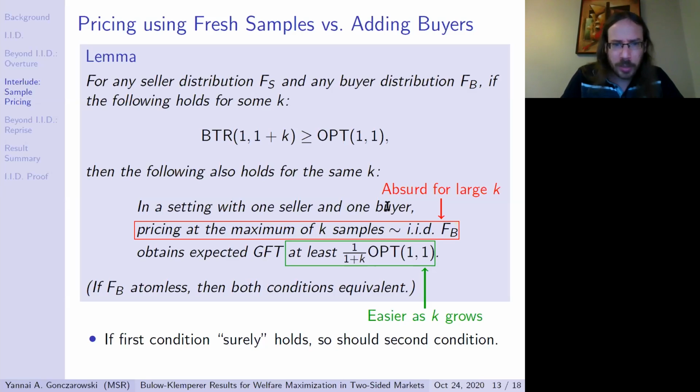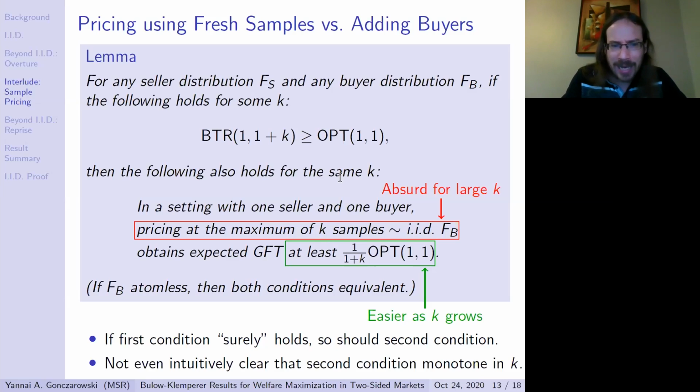So, what are the chances that the seller is going to agree to this, etc.? So this seems completely absurd. And it's not even clear here that this condition is monotone, right? Had I asked you, look at this weird condition.